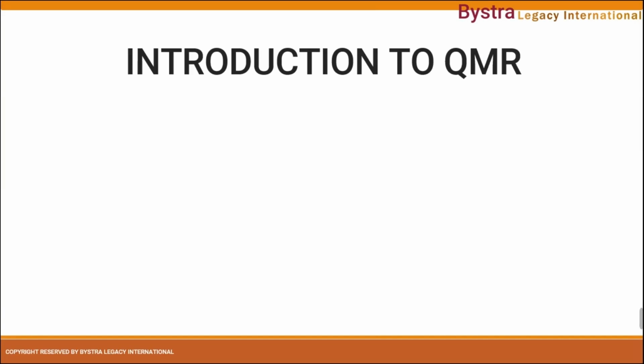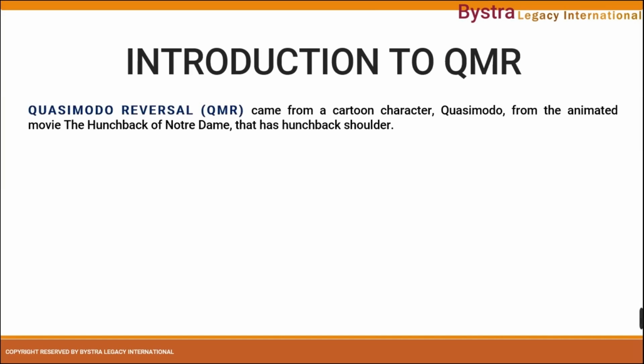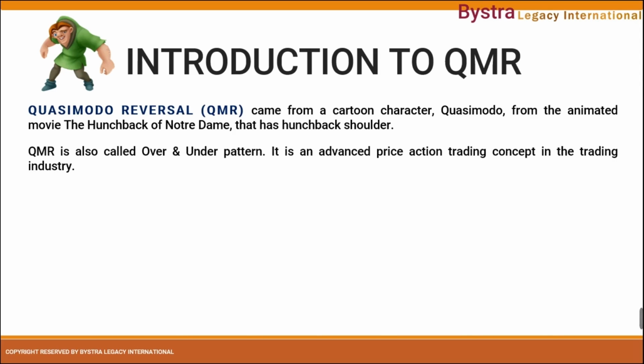So the introduction to QMR, which is called the Quasimodo reversal, actually came from the cartoon character Quasimodo. If you ever watched the animated cartoon movie called The Hunchback of Notre Dame, this cartoon character has a hunch on his back. So one side of the shoulder is higher than the other. So this is where the Quasimodo came from. The QMR is also called an over and under pattern.